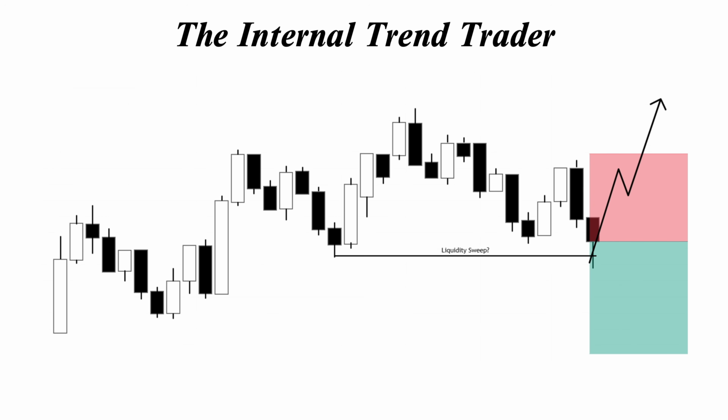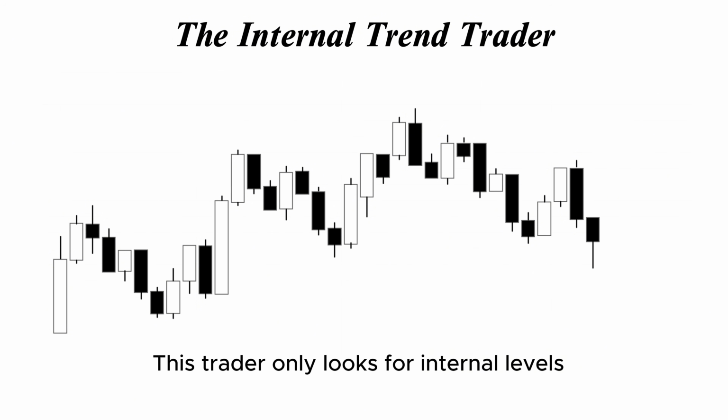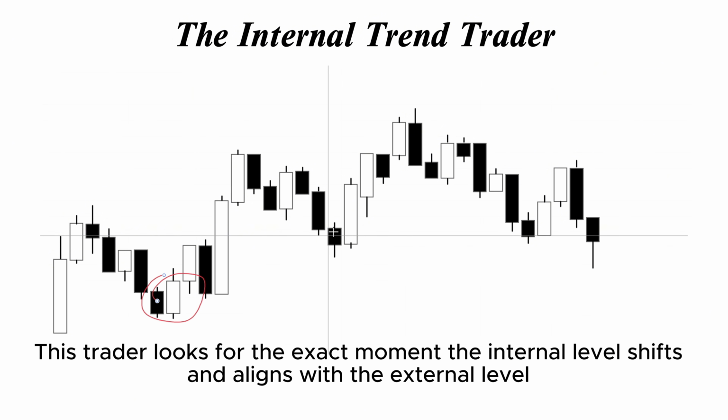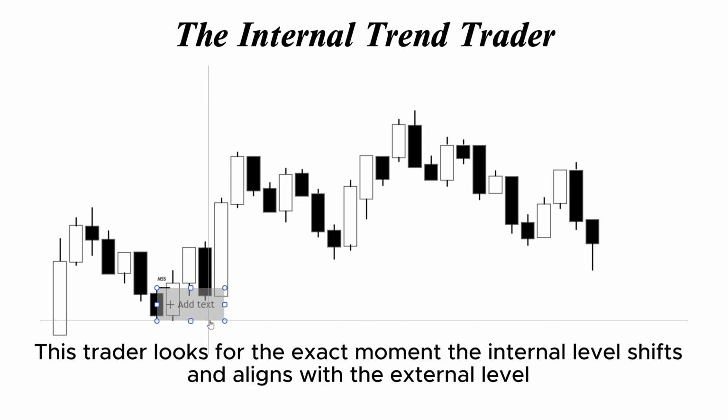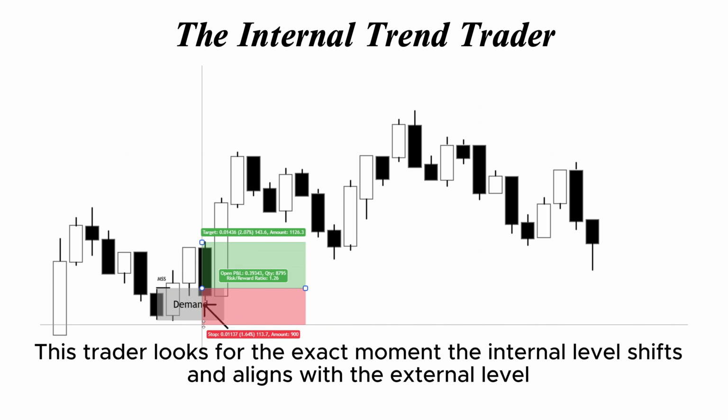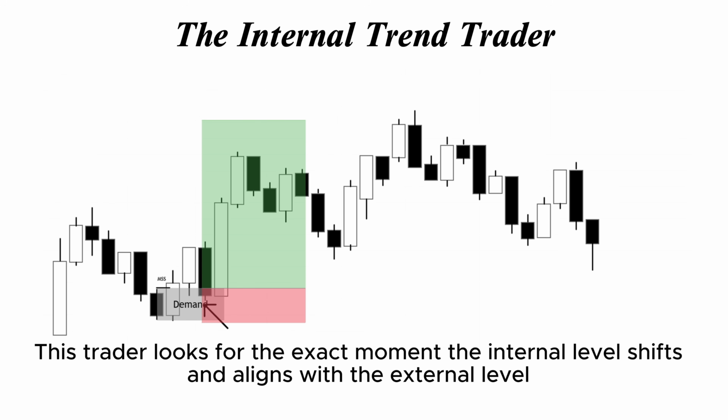And then there's the second trader. This trader only looks at the internal levels. So basically, if this is an uptrend, he looks for the moment where the internal trend flips and aligns with the external trend. This happens when the market forms a market structure shift on the internal trend, so on the pullbacks, and if they see that the pullback might end, they look for a demand or a support near those levels to take the market into new highs with a buy position. They usually have a tight stop loss and a large take profit.